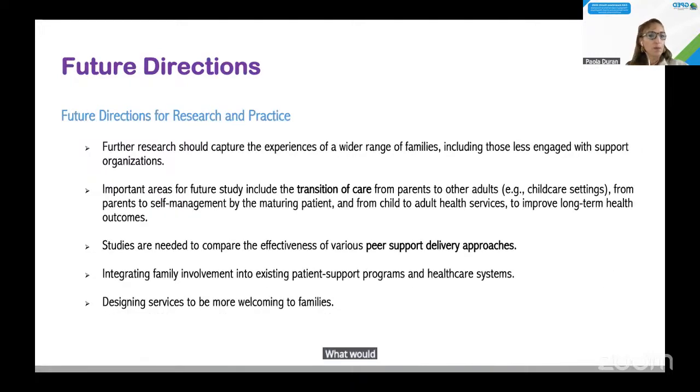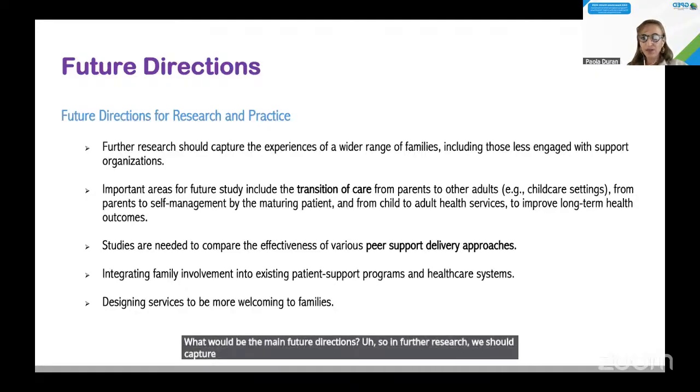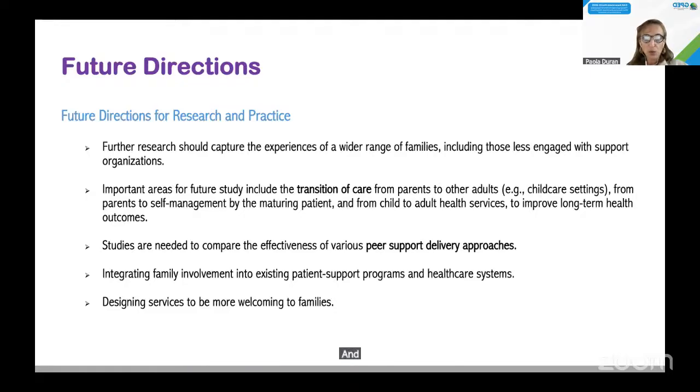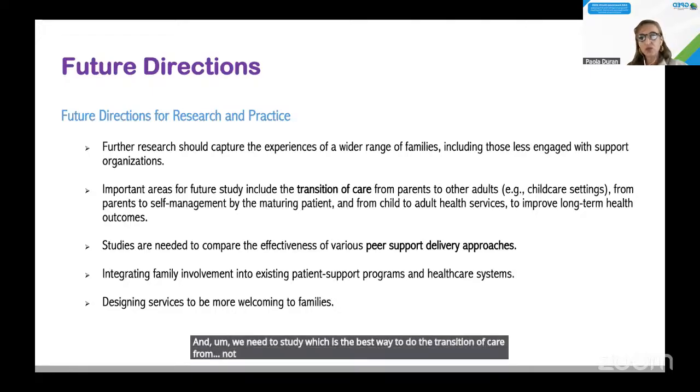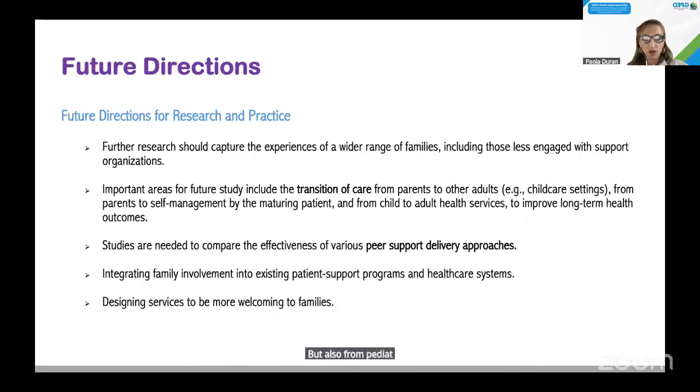What would be the main future directions? In further research, we should capture the experiences of a wider range of families, including those that are less engaged with a support organization. And we need to study which is the best way to do the transition of care, not only from parents to other adults, but also from pediatric to adult care, and also to the self-management by the maturing patient.